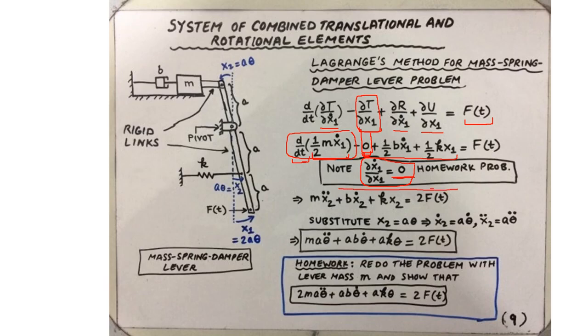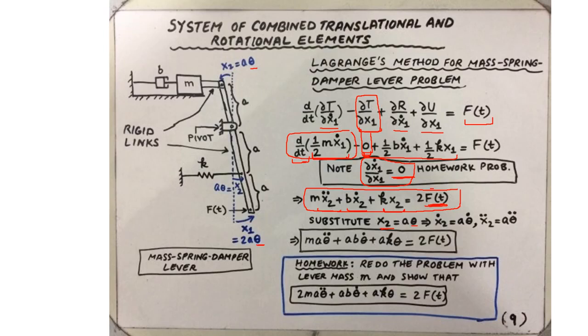After simplification, we arrive at an expression that is relating F(t) with x2 as m times x2 double derivative plus b times x2 dot plus k times x2. And if our goal was to show a relationship between F(t) and theta, where theta is the angular displacement of the lever arm, then we can now relate theta with x2, which is basically x2 equals a times theta.